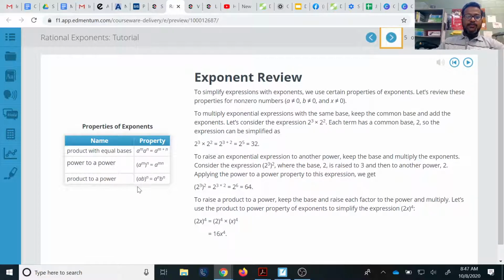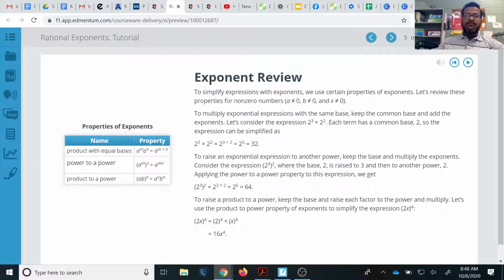And a product to a power. So you have two terms or more than one term inside the parentheses, and you have a power on all of them. What you need to do is distribute the power evenly to all the terms inside the parentheses. Like over here, there's an example, 2x to the 4th power. You distribute the 4 to the base 2 and to the base x as well. So it becomes 2 to the 4th power times x to the 4th power. The 2 to the 4th power is 16. So the answer is 16 x to the 4th power.